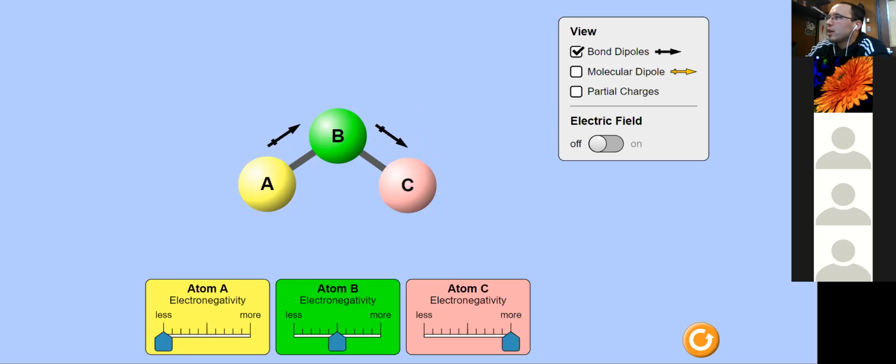And so one way that you can kind of think about this is if you add this arrow to the end of this arrow, the start of one and the end of the other kind of gives you an idea about where they're going to be going. So our dipole moment is going to look something like this, roughly.